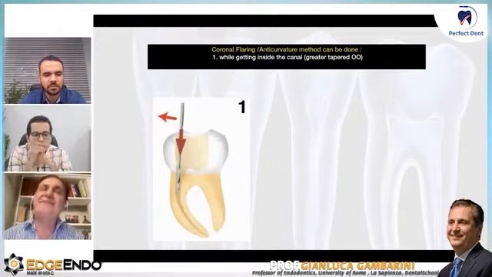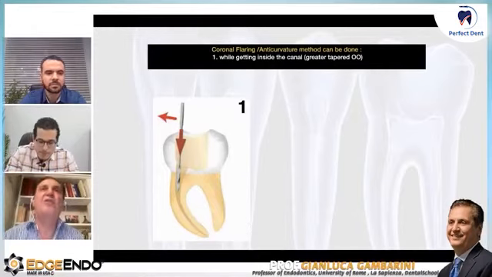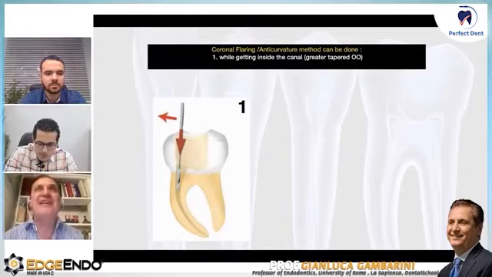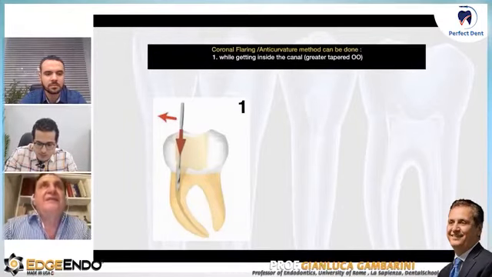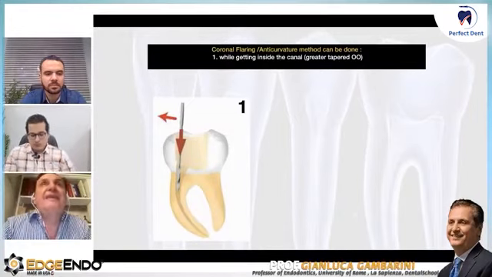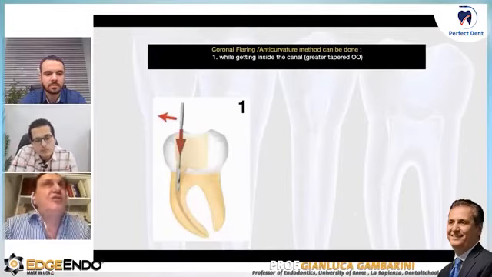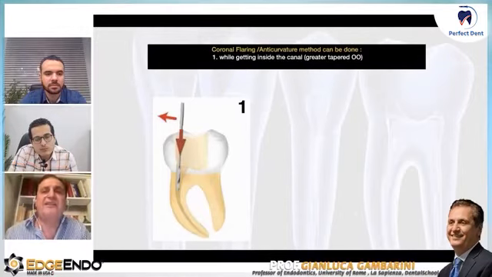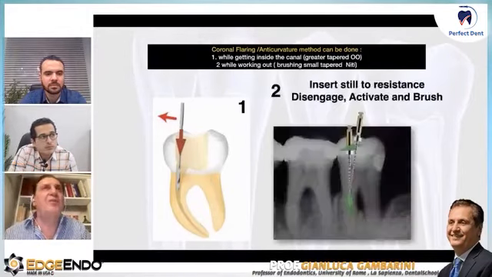Why? Because in my selective flaring, I may use an orifice opener. Sometimes when the canal is straight and I'm a little bit lazy, I must admit I use the orifice opener. But the risk is that when you are using an orifice opener, you are working inside the canal. That could be very dangerous because you are using a file with greater taper, and you may create some iatrogenic errors. You may even demolish too much structure. So getting inside with a greater taper orifice opener, I don't like.